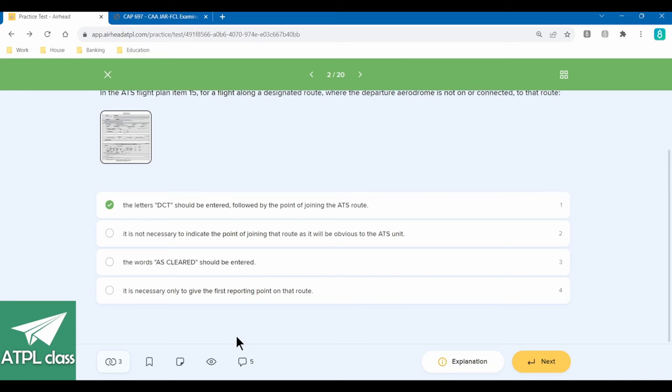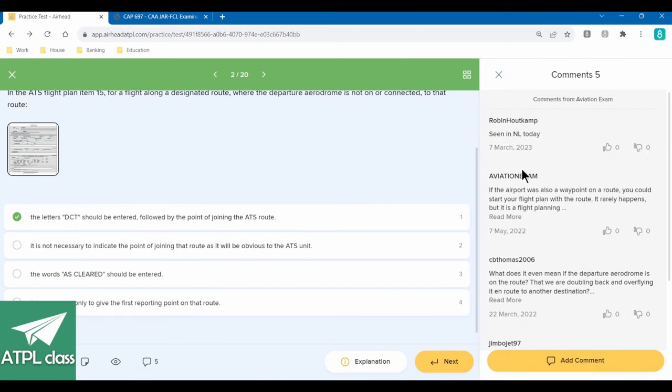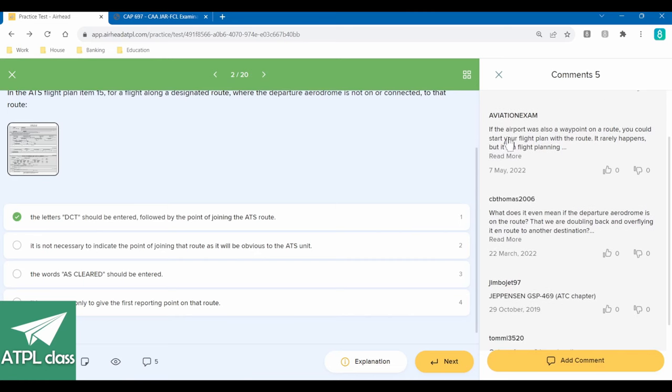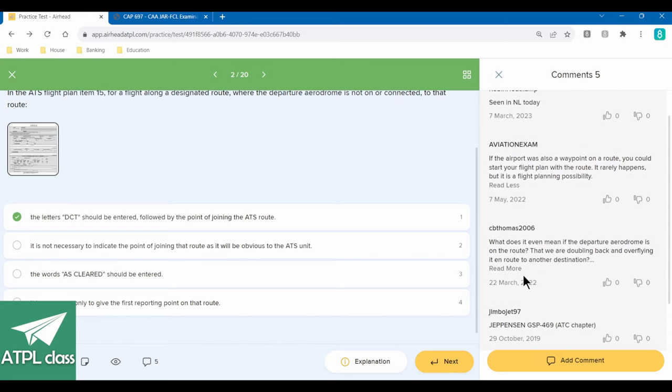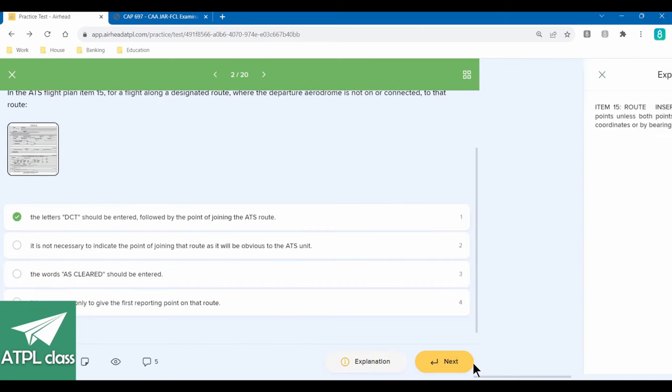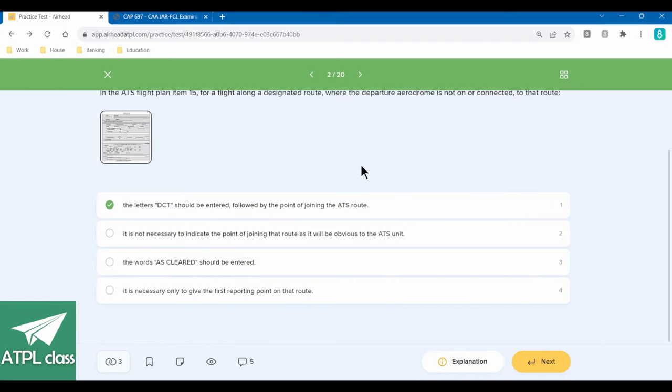Okay, so what are the comments saying? Somebody saw it in their exam. If the airport was also a waypoint or route, you could start your flight plan with the route. It really happens, but it's a flight planning possibility. Top of page 3. Okay. Explanation: insert direct between successive points unless both points are defined by geographical coordinates or by bearing and distance.